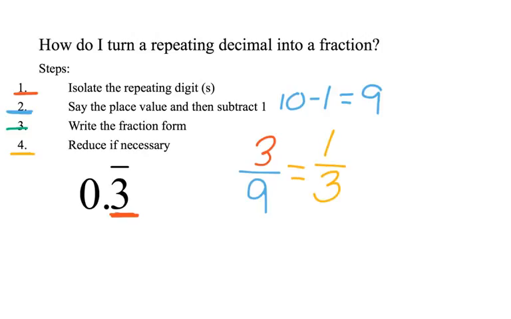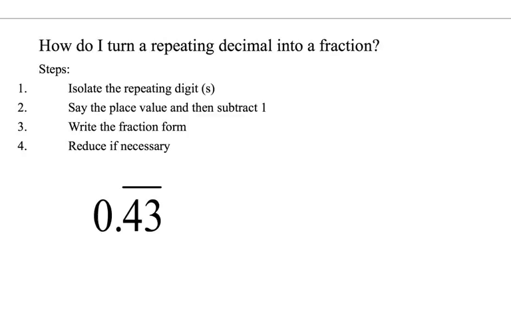Now, in order to check this, put this into your calculator. 1 divided by 3 is 0.3 repeating. I want you to make sure you understand that you can check these to make sure that they work. So let's try one more together.